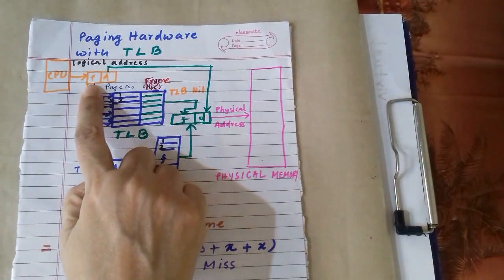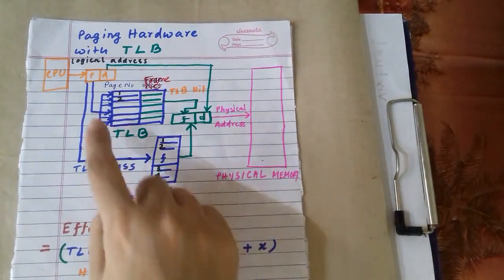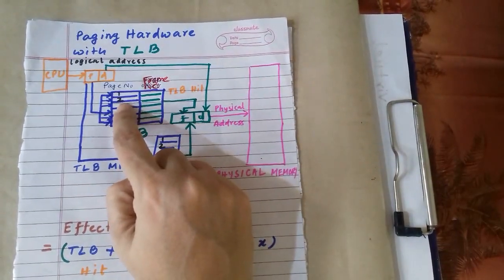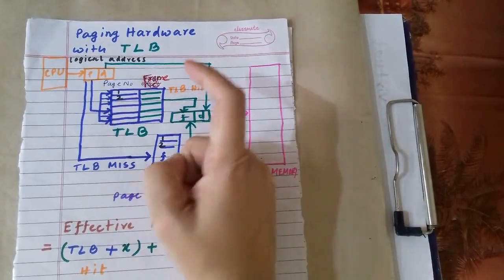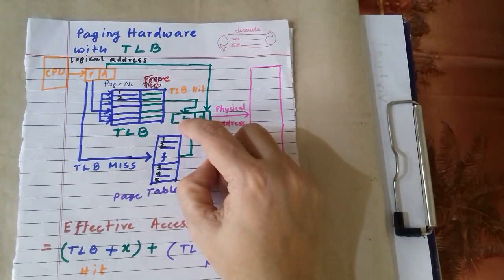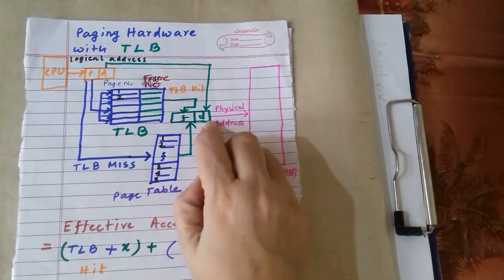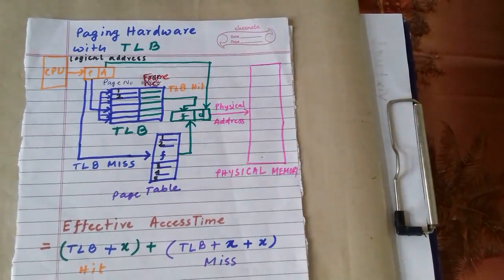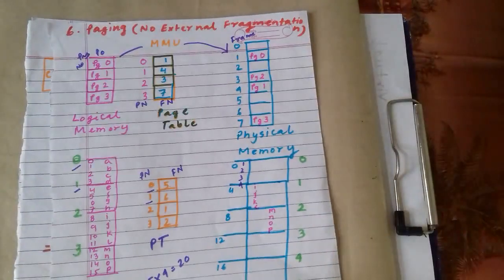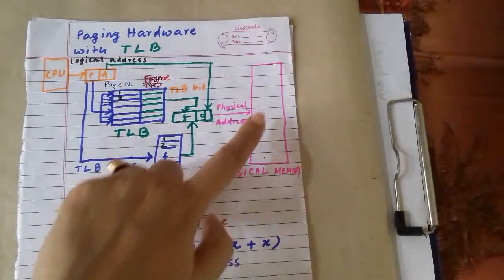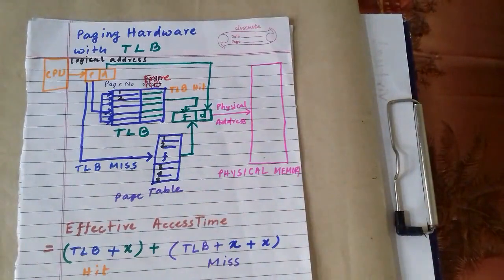When the CPU refers to a page number, let's say 2, first 2 will be searched in the TLB. If it is found, what will happen? We'll get the corresponding frame number for main memory and we will add the offset value. I have already discussed the offset value, so I am not telling it once again. If the offset value is 5, then in the 5th memory location, ABCD will be accessed.